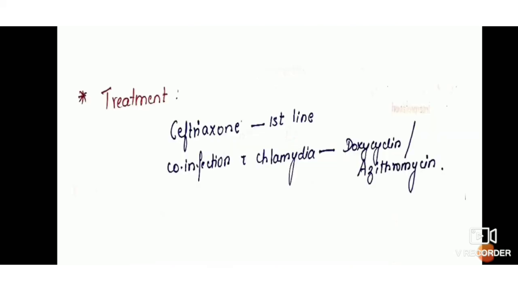For the treatment, ceftriaxone is the first line treatment, but we may have co-infection with chlamydia as well. So empirically we can also start doxycycline or azithromycin along with ceftriaxone.